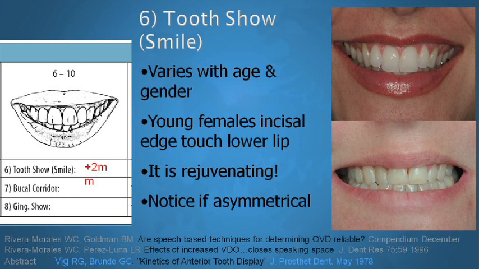The next parameter is tooth show, and basically what that means is, when the patient smiles, the amount of tooth that they show is very important. If the incisal edges are close to the lower lip when the patient smiles fully, then the smile looks very, very youthful. When they show very little of the lower teeth, the smile is very youthful. When the patient's incisal edges start getting far away from the lower lip, then they show a lot of lower tooth, and the smile starts looking older and less attractive.